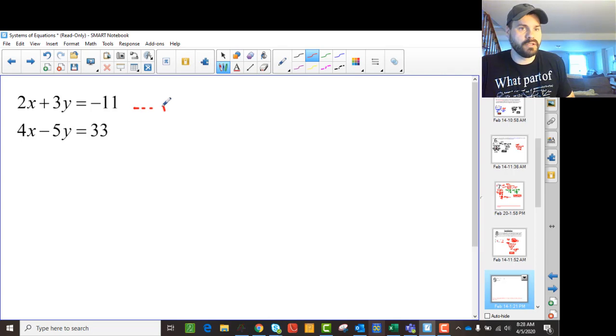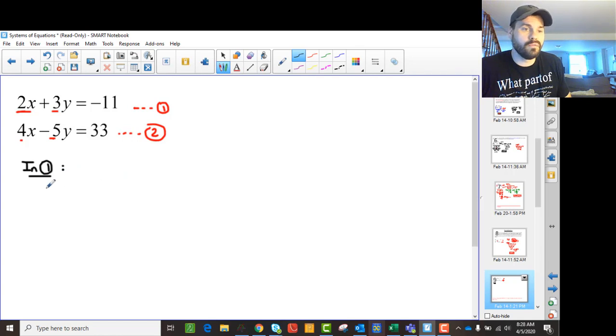I'm going to label this equation 1 and label this equation 2. All right, now, in this instance, there is no number that's by itself. In other words, there's no variable that has just x, all right? Because there's a 2 there, there's a 3 there, there's a 4 there, and there's a 5 there. So it really doesn't matter which one you choose. I'm going to choose to go in equation 1. I'm going to make this equation solved for x, all right?